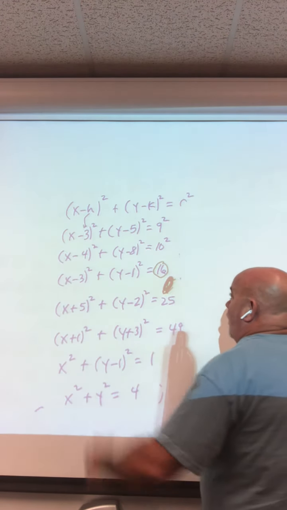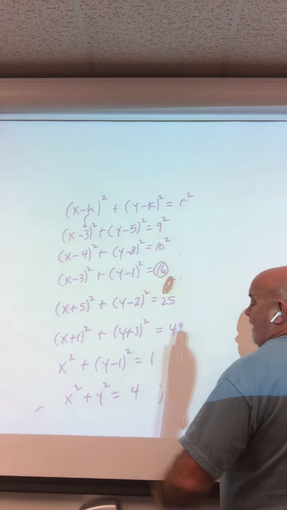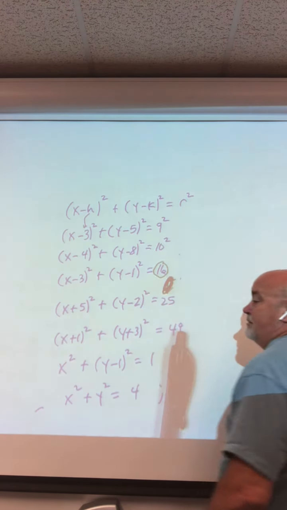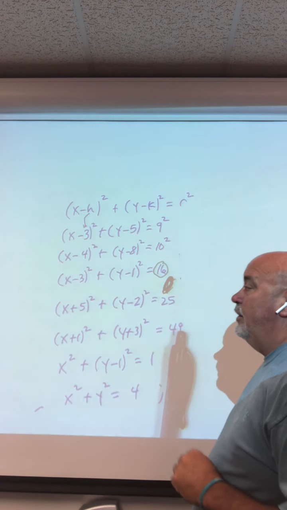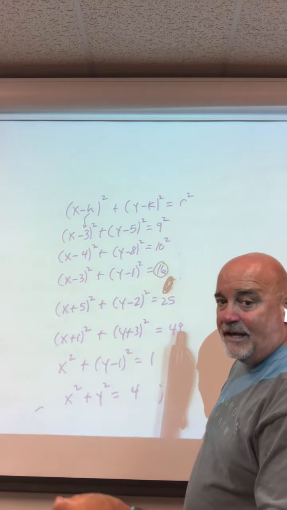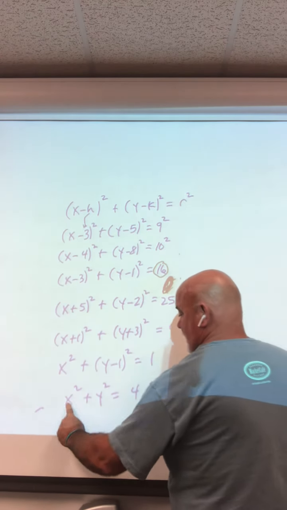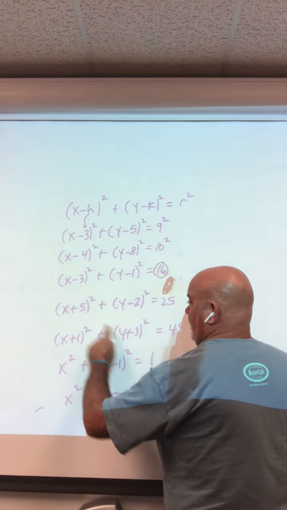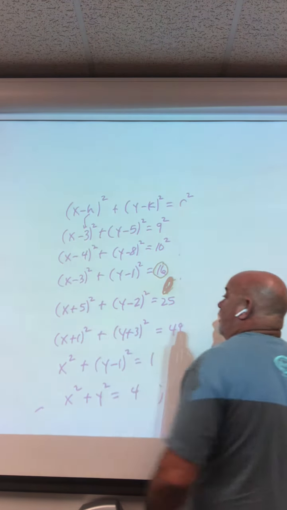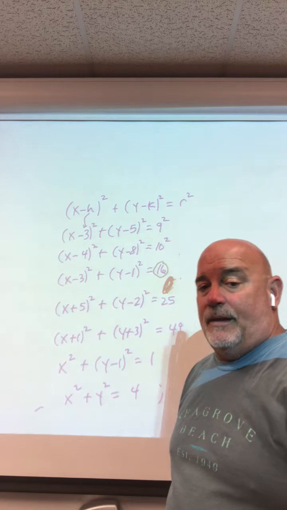First, do all of these have an equal sign? Yes. Next question. Do all of these have 2 letters in them, an x and a y? Yes, they all have an x and a y in them.